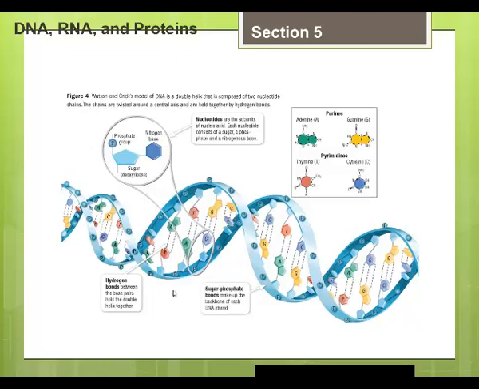And then the sugar phosphate bonds make the backbone of each DNA strand. Sugar and phosphate alternate down the backbone, and that creates the backbone of the DNA strand that allows it to be held together fairly well.